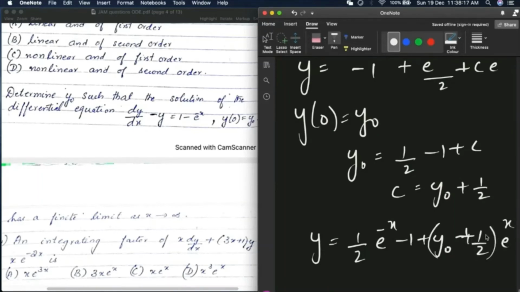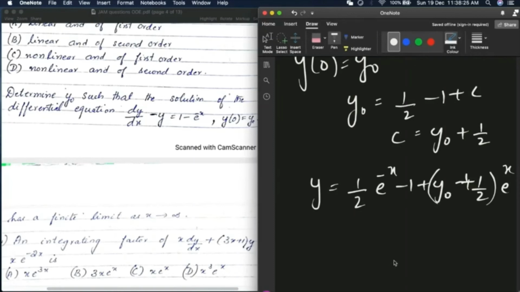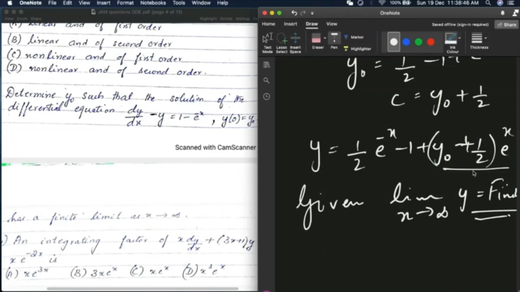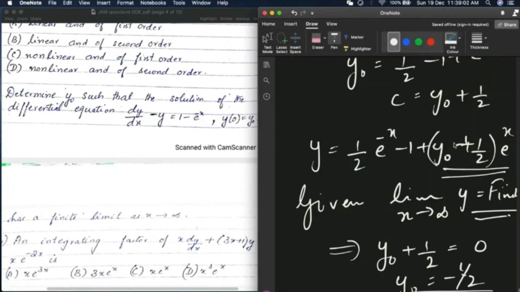You have terms e raised to x and e raised to minus x. It's given that it's finite, right? This is finite as x tends to infinity. So given limit x tends to infinity, y is finite. So if it has to be finite, this has to be zero, right? There's no other way. That implies y naught plus half should be zero, or y naught is equal to minus half. As you have both e raised to minus x and e raised to x coming, the term involving e raised to x has to be zero, that is y naught plus half. So y naught is equal to minus half. This is a numerical question wherein you have to enter the value of y naught.